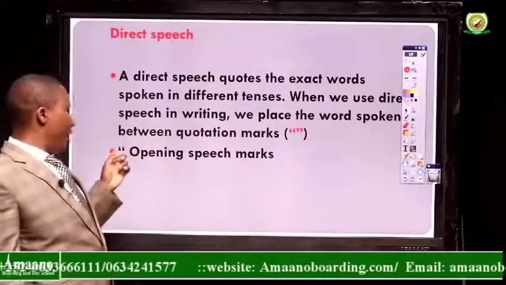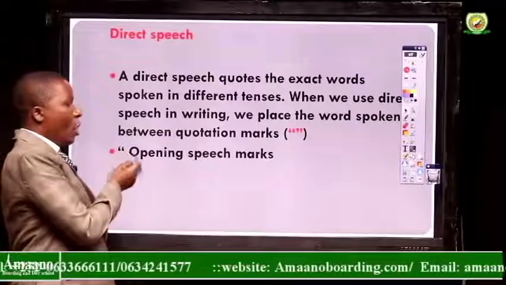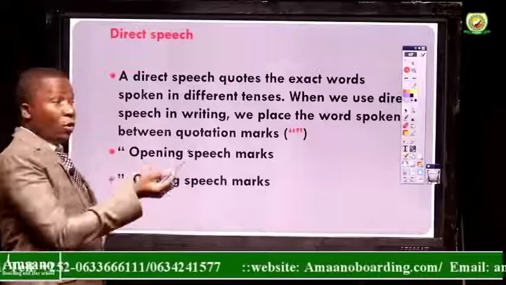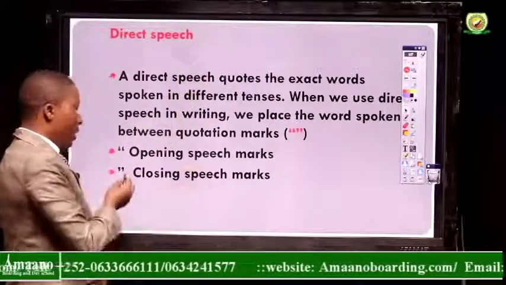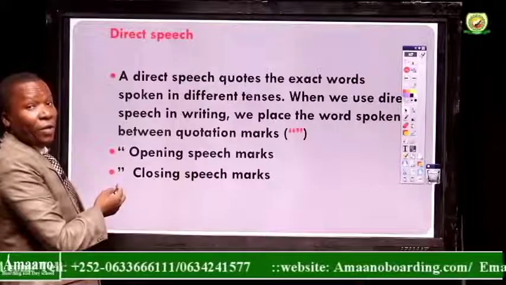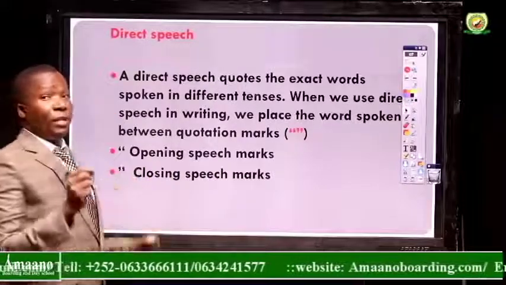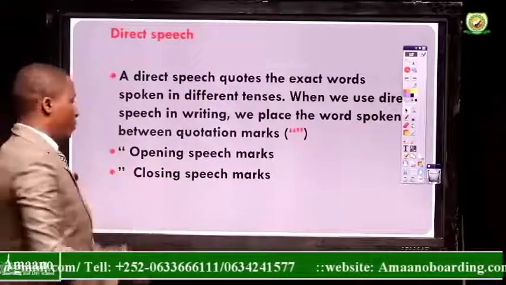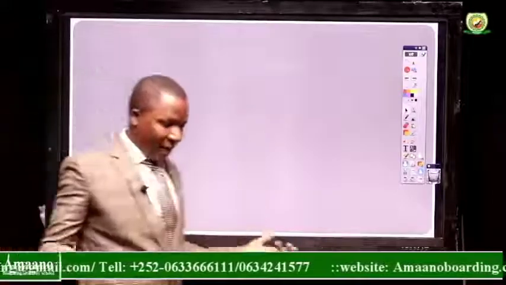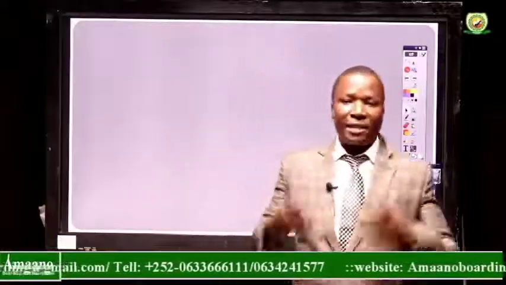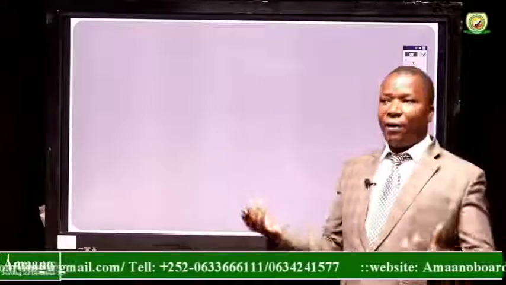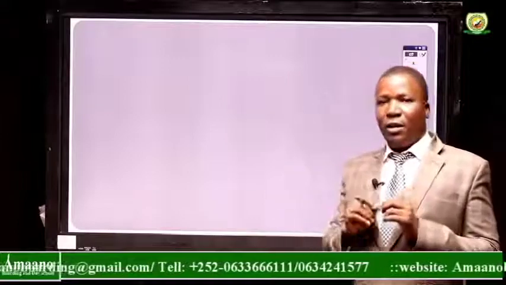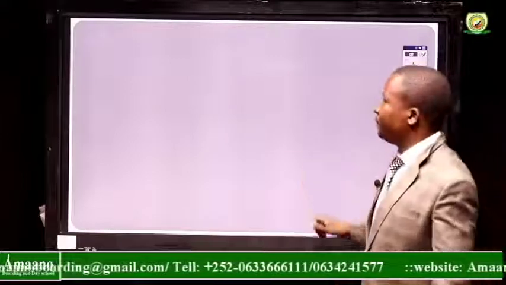Those quotation marks also have their names. The first one here, which you can see, is the opening speech mark. And the second one, the one at the end, we call the closing speech mark. So direct speech uses the quotation marks. Of course, we might have a full stop, a comma, exclamation mark, or a question mark at the end of the sentence. Then after the end of the sentence, we use the closing speech marks.